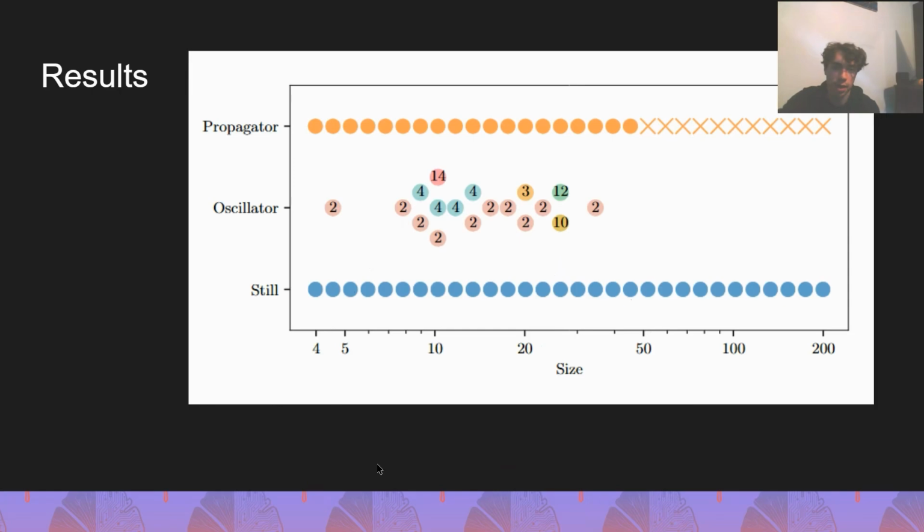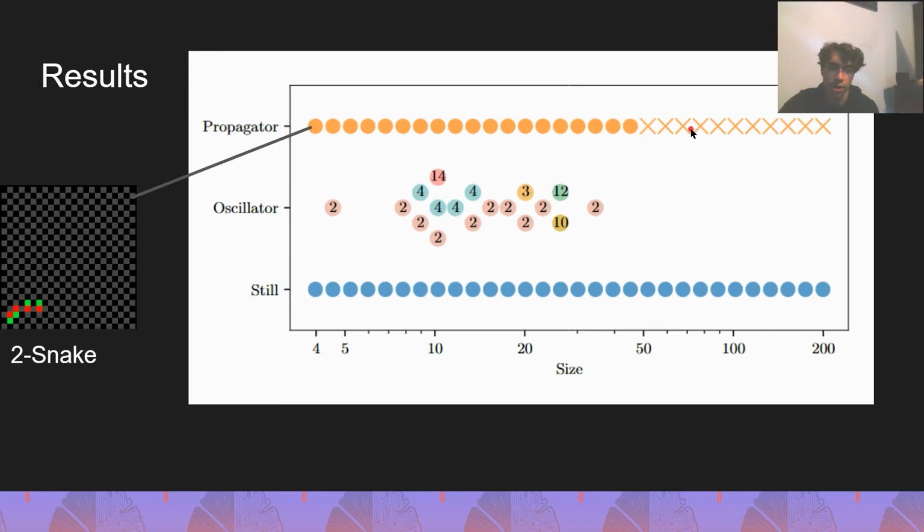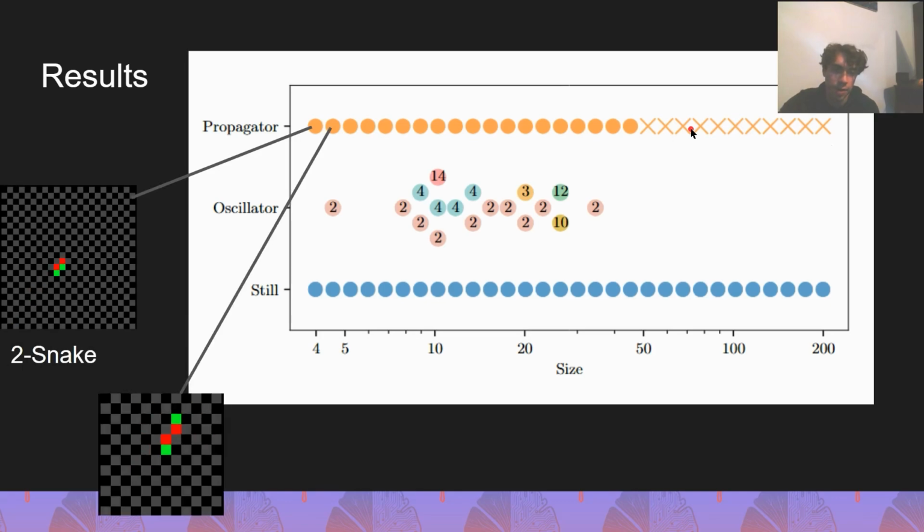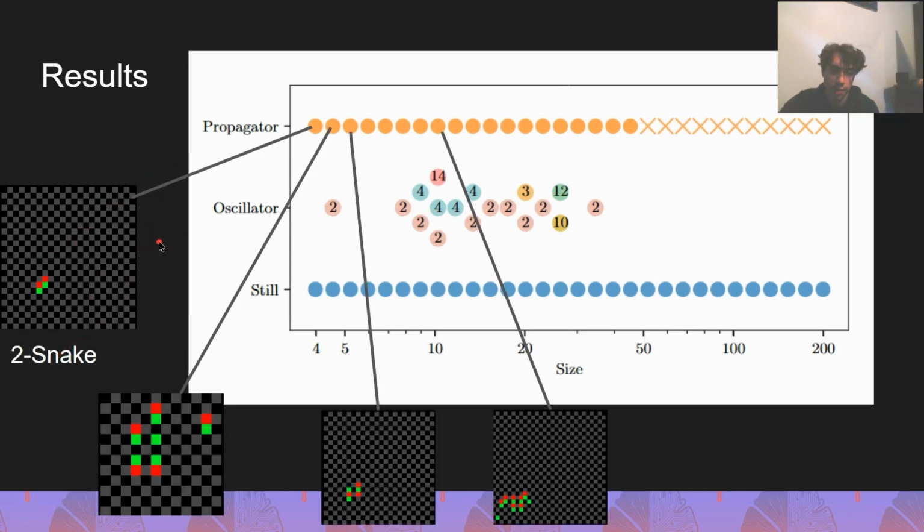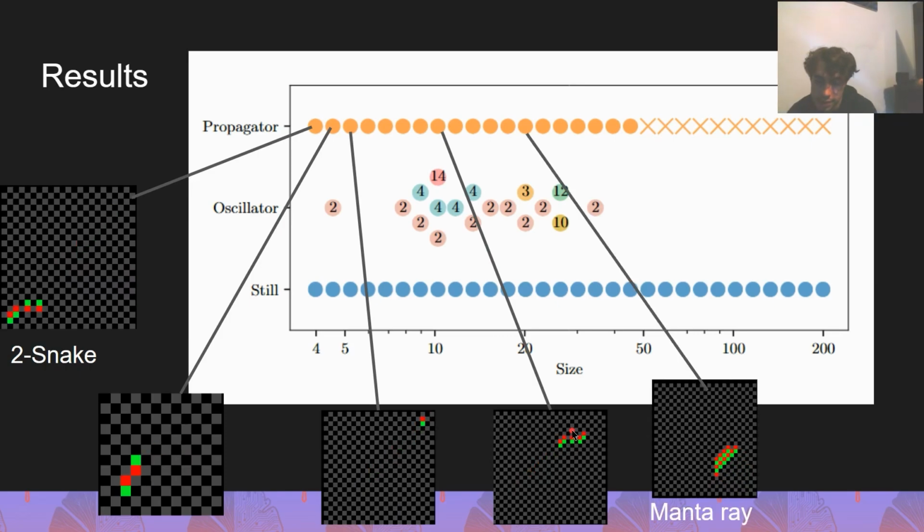We can then look at some of the gliders. I've called this section propagators because these circles here are all the gliders. Above this point, we didn't find gliders. We found something else, which I'll talk about when we get there. But we found the snake, as expected, a little length 2 snake. And we also found some other more strange gliders. This one's going down and left after some initialization, and then these two are going up and right. We found this thing called the manta ray.